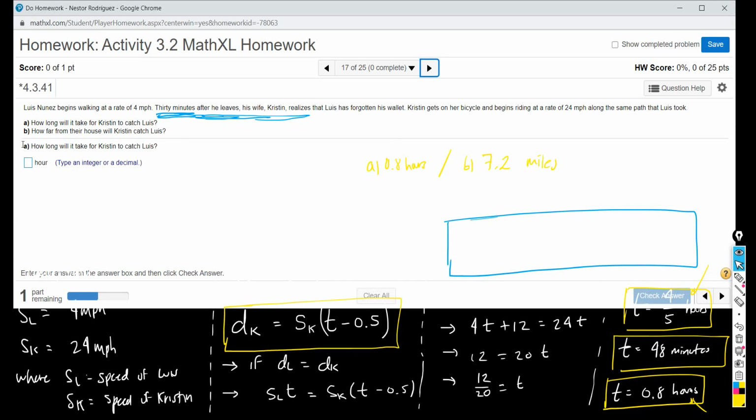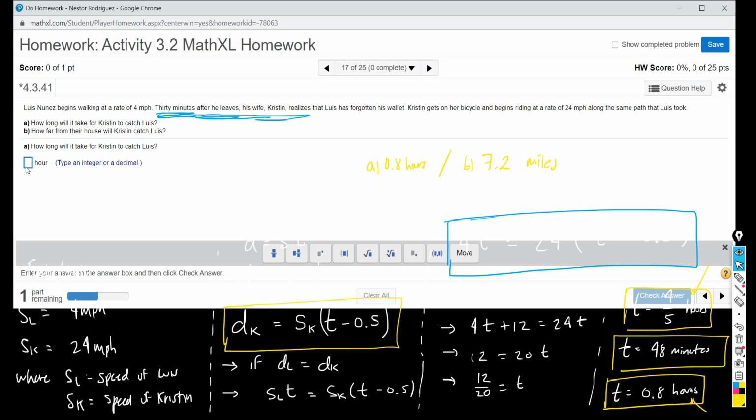Okay, look at this question. How long will it take for Christine to catch Luis? They prompt you for the answer, but they give you the units. They give you hours, so you cannot input 48 minutes, because if you input 48 here, you're going to be saying 48 hours, which would be incorrect. So it's going to be 0.8 hours, or 4 over 5. But they're telling you to type an integer or a decimal, so this is the one you're going to have to input.